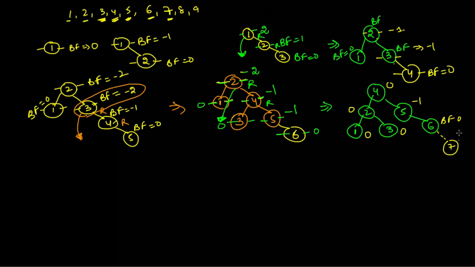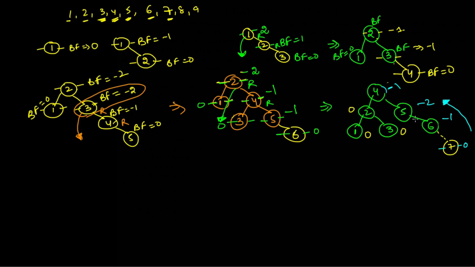So if 7 comes here, then the tree will not be balanced anymore. Why? Because for this 7, the new balance factor will be 0. For this 6, the new balance factor will be -1. For this 5, the new balance factor will be -2. And for this 4, the new balance factor will be -1. Okay, so we go from the leaf to the root, and as soon as we find that the tree is unbalanced, we identify the unbalancing and balance the tree.